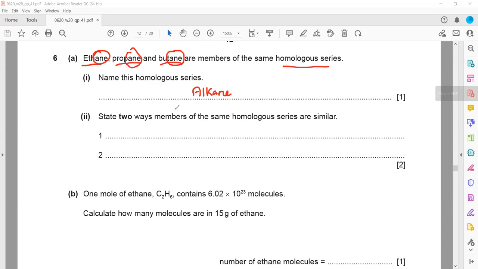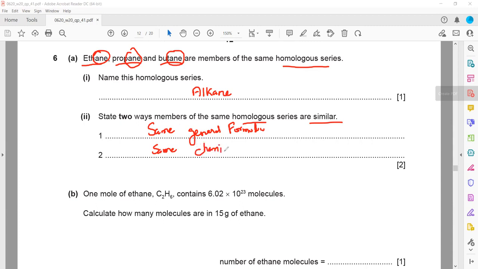And state two ways members of a homologous series are similar. Like what are the characteristics of the homologous series? They have the same general formula. They have the same chemical properties. That's how all the members are similar. The whole series will have the same general formula, as well as the same chemical properties.